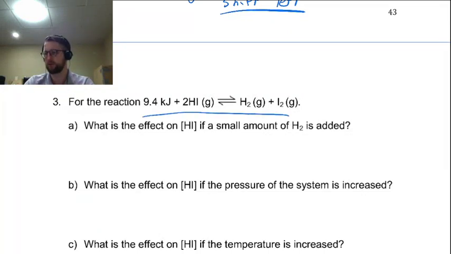if you were to, let's say, increase pressure for this reaction, then we would think about it going like one arrow, two arrows, one arrow, two arrows, and then we would stack them together and we would say no effect. No effect from pressure.